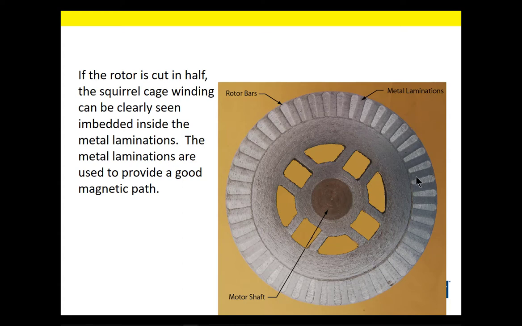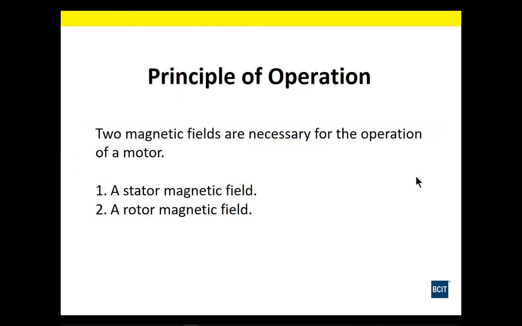Here we have a cross-sectional cutaway of a squirrel cage rotor. The laminates are the solid parts here. Here's the motor shaft. And then here you have the rotor bars. The rotor bars again are the conductors that are going to carry current from one end of the rotor to the other. So for the principles of operation of squirrel cage induction motors, we need 2 magnetic fields necessary for it to rotate. We have the stator magnetic field and the rotor magnetic field.